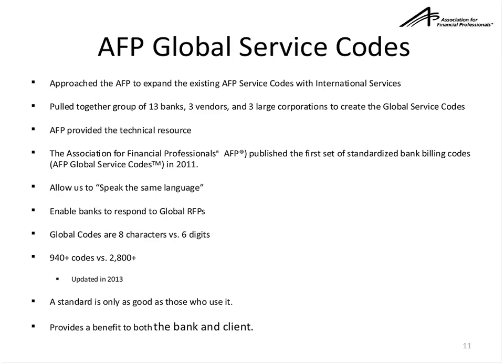There are some differences in the U.S.-based EDI codes versus the global codes. The global codes are 8 characters and contain alphanumeric characters. The U.S. codes are, for the most part, all numeric codes, and they're 6 digits. We've got about 940 global codes versus 2,800 in the U.S. We both essentially updated them in 2013. The U.S. codes were just announced here in the last month or so, so those are very fresh.